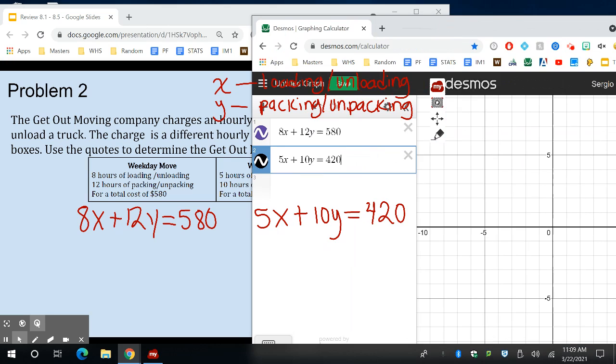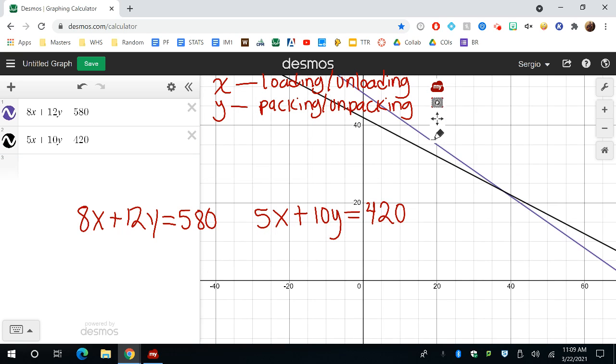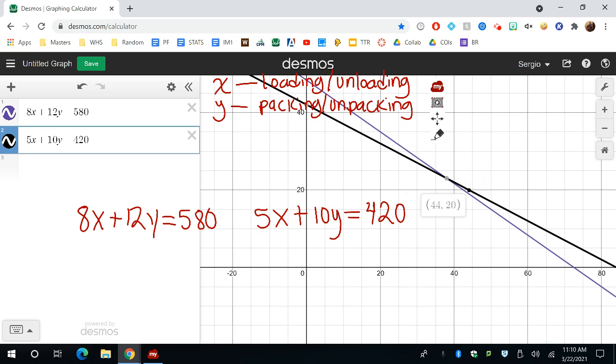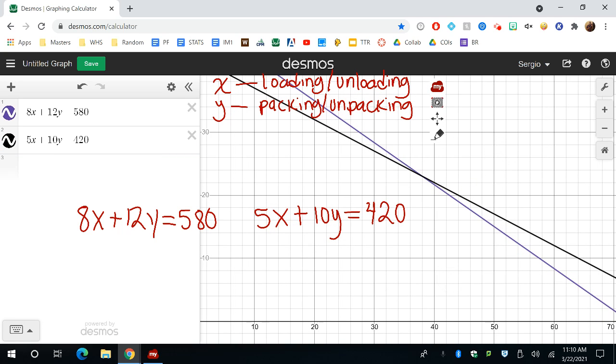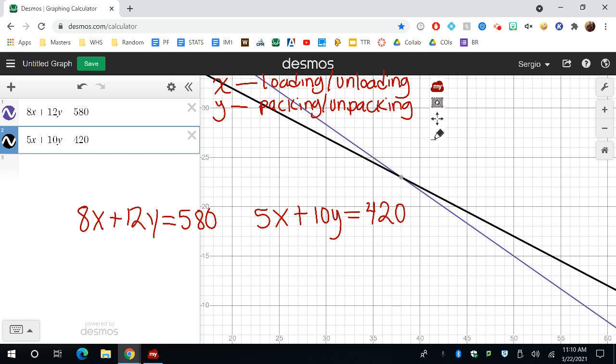Okay, so now I can't really see where my, okay, now it's better. If I zoom in, I can see better where they meet. So 38 and 23. Okay, 38 and 23. So that's my result for this.